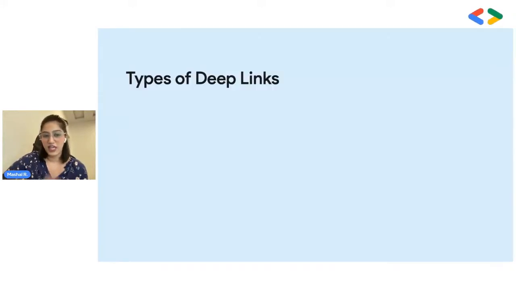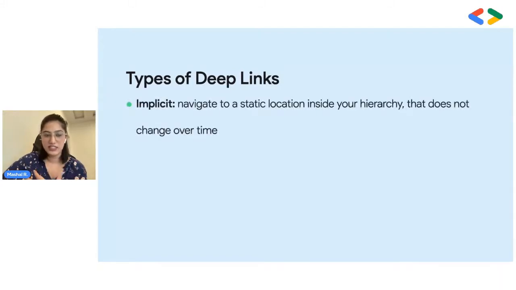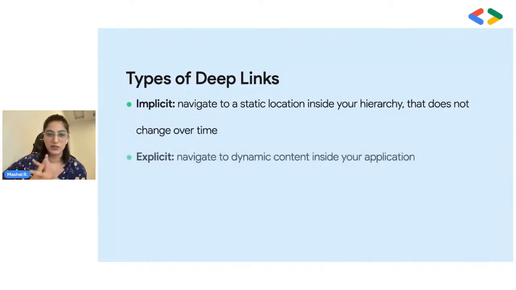We have two types of deep links. One is implicit deep links, and the other is explicit deep links. Implicit deep links are deep links that always take you to the same static destination within the application. That is, every time you click on, let's say, a shortcut, it would always take you to the same destination. Then we also have explicit deep links, which use a pending intent to get the data present in the deep link and then decide what destination to navigate to.